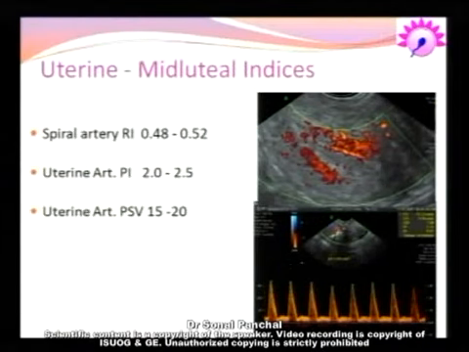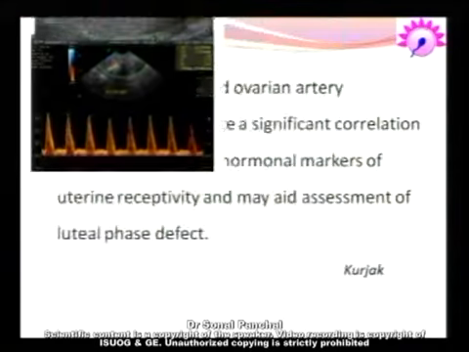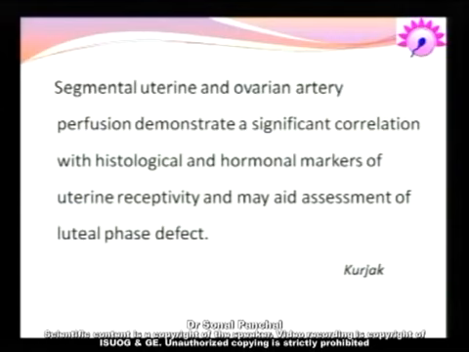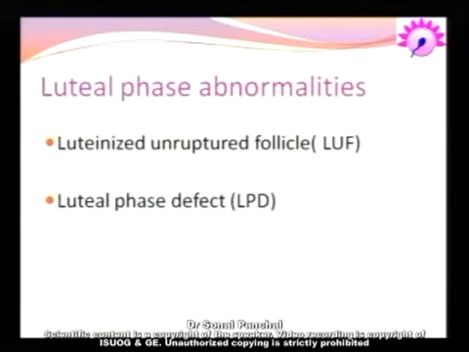And the spiral artery RI, again at this stage, the blood vessels are still approaching the endometrium, and the spiral artery RI should be less than 0.5. Again, 0.52, but roughly you can say 0.5. And at this stage, the uterine artery resistance is at its lowest, PI should be less than 2.5. Segmental uterine and ovarian artery perfusion demonstrate a significant correlation with the histological and hormonal markers of uterine receptivity, and may aid in the assessment of luteal phase defects also.